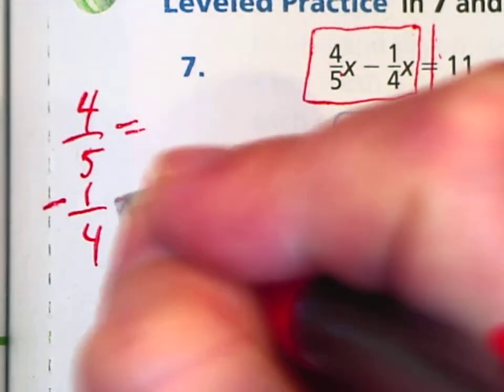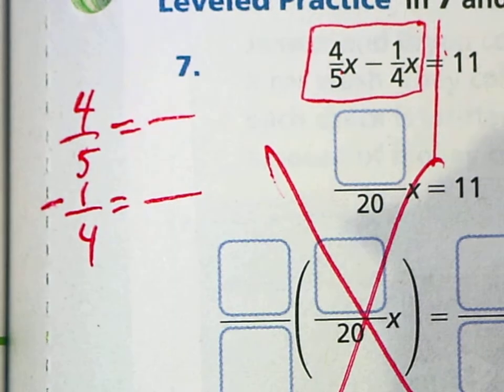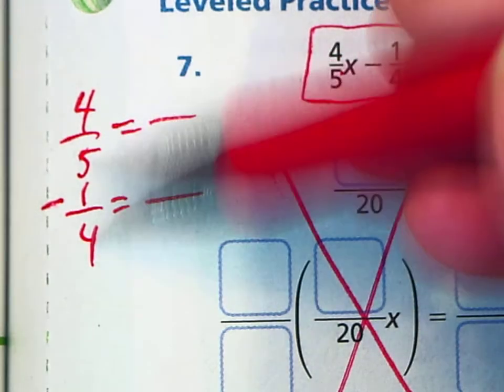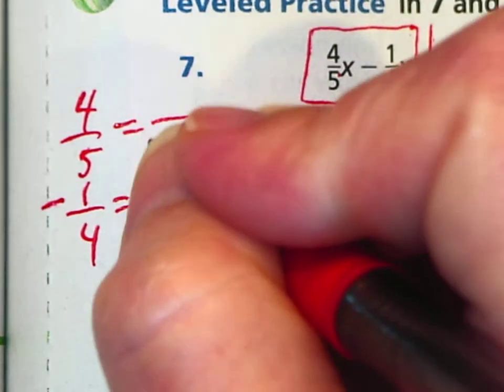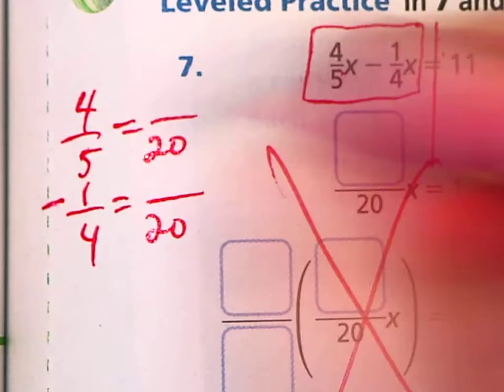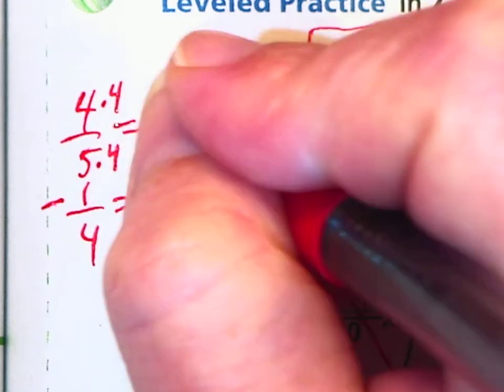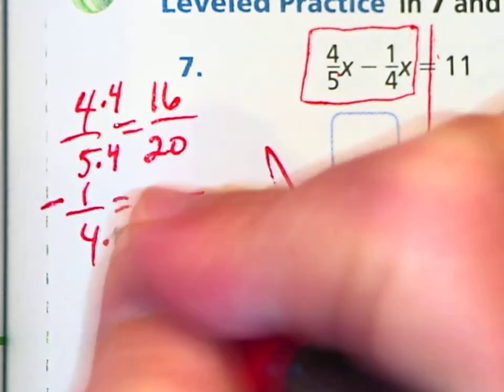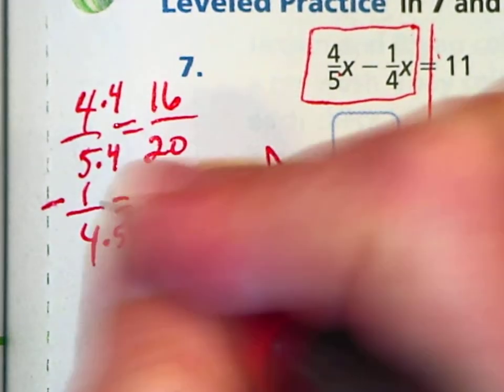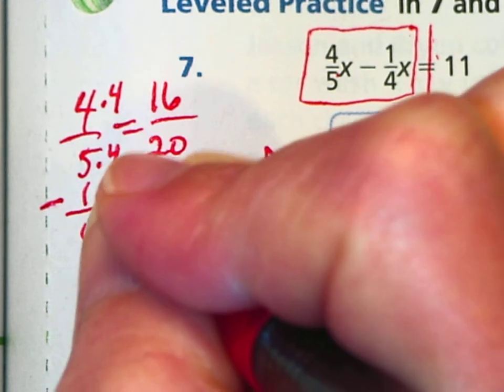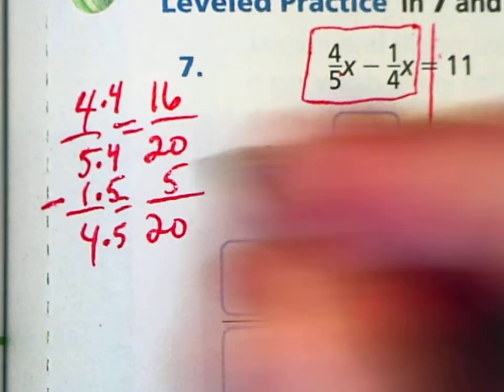If I change my bottom numbers to the same denominator, the least common denominator, the smallest number that 5 and 4 can both divide into is 20. So let's multiply now. 5 times 4 would give me 20. So I'm going to do the same thing to my top number. 4 times 4 is 16. 4 times 5 would give me 20 here, so I'm going to do the same thing to this top number. 1 times 5 would be 5.